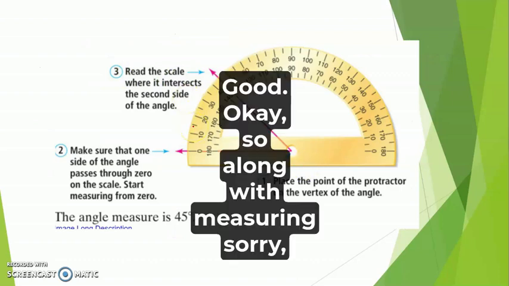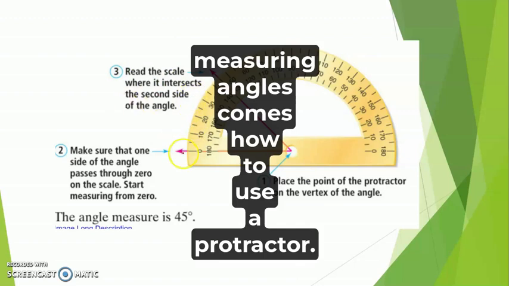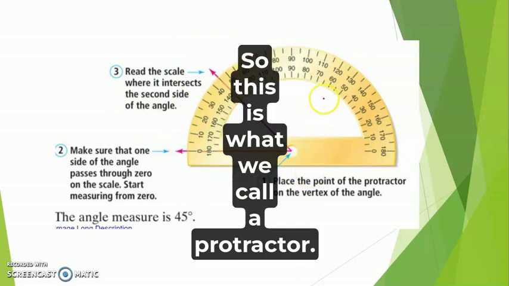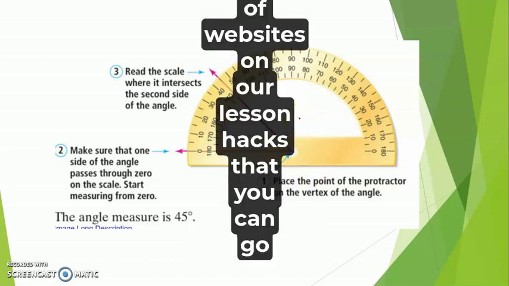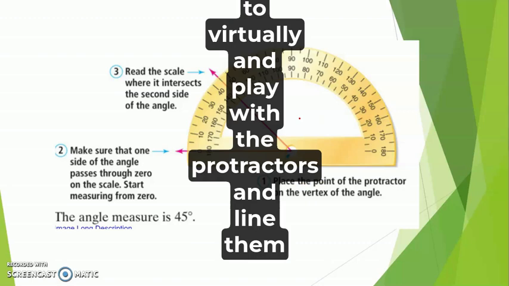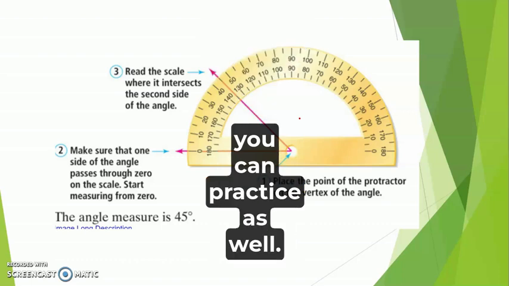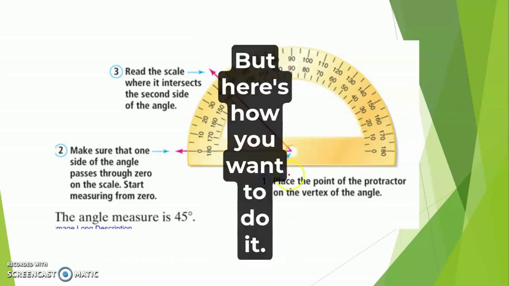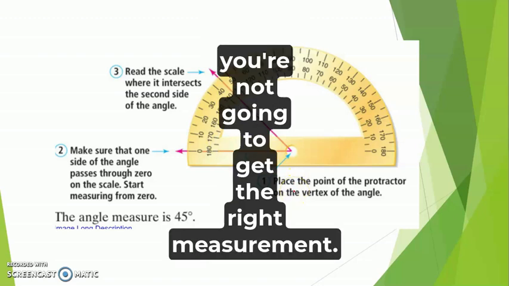Good. Okay, so along with measuring angles comes how to use a protractor. So this is what we call a protractor. And there are a lot of websites on our lesson hacks that you can go to virtually and play with the protractors and line them up and measure angles, or if you have one at home, you can practice as well. But here's how you want to do it, because if you don't do it the correct way, you're not going to get the right measurement.